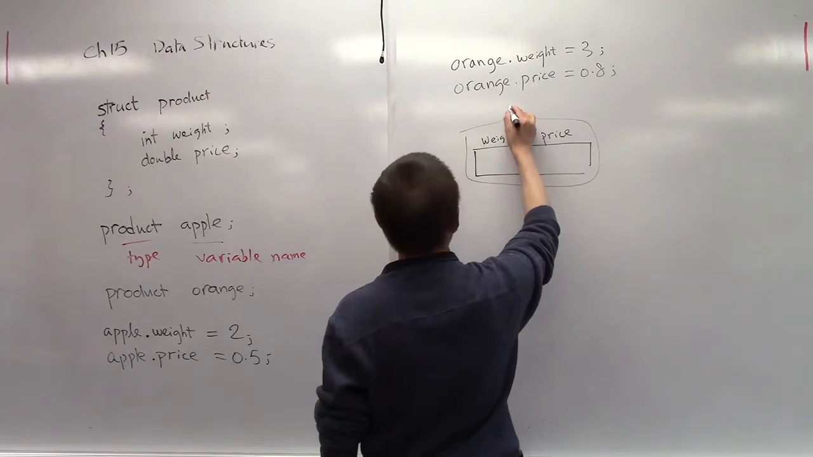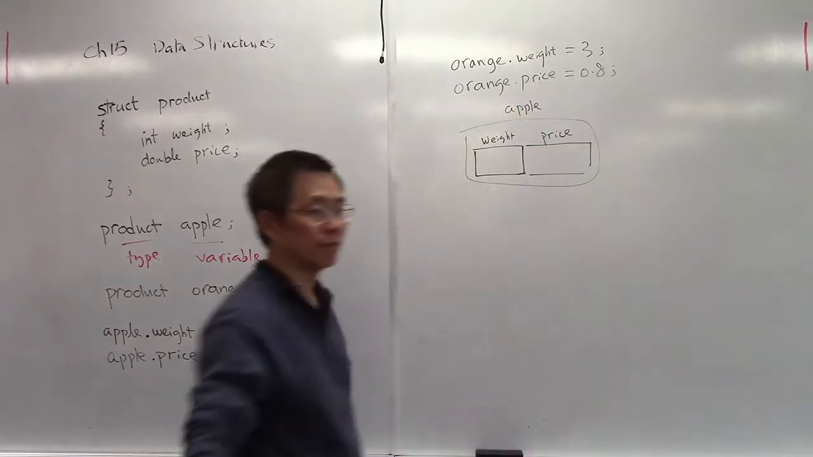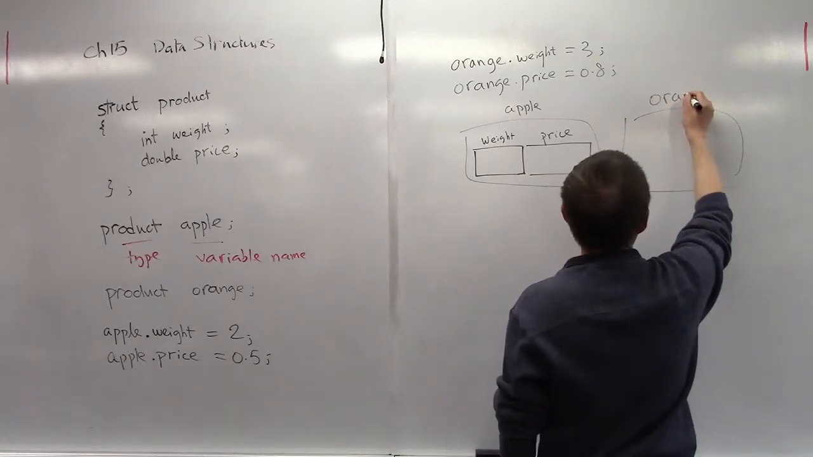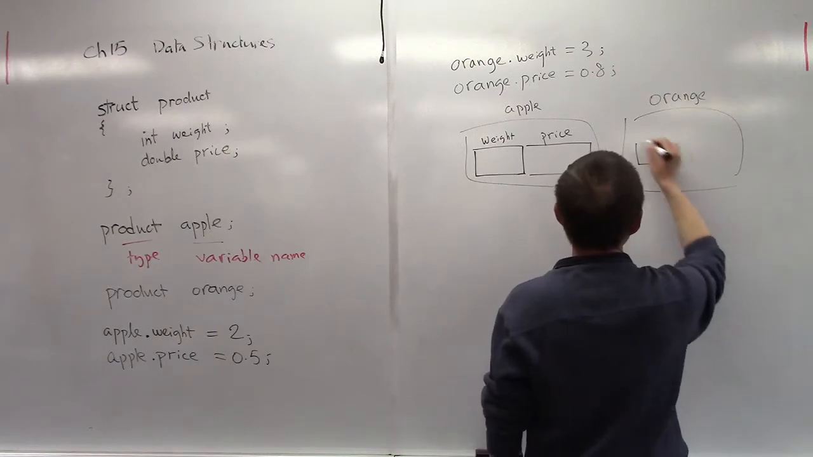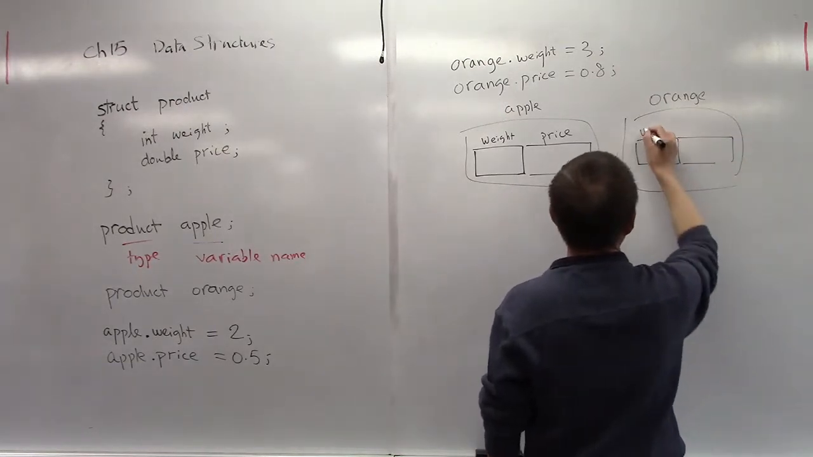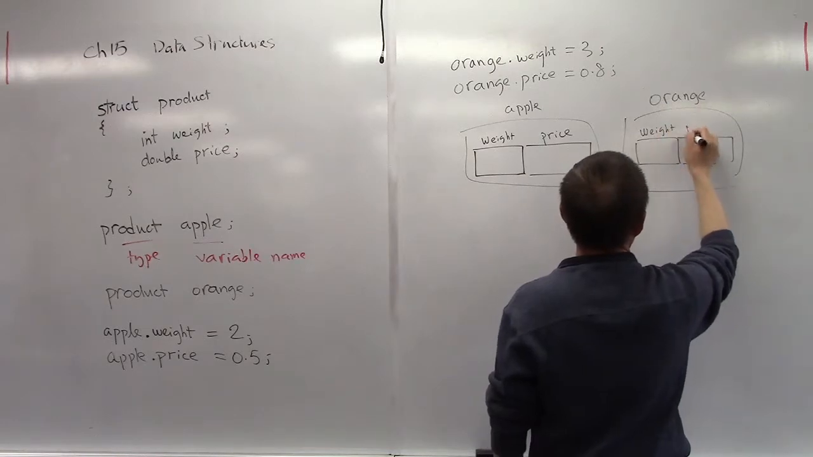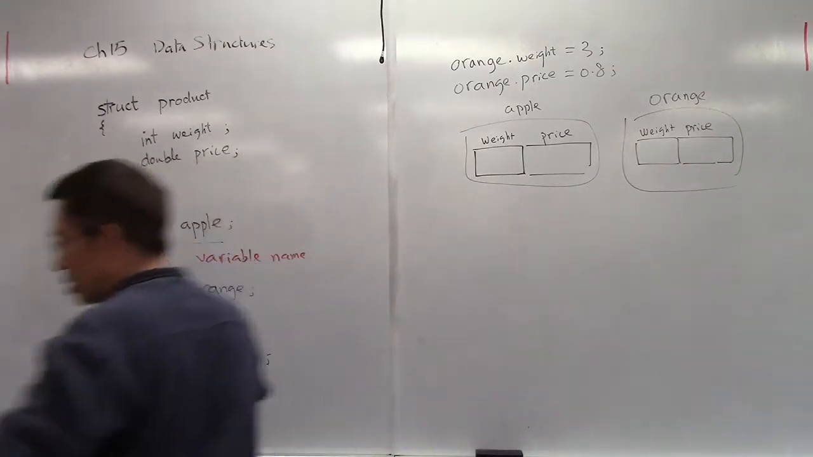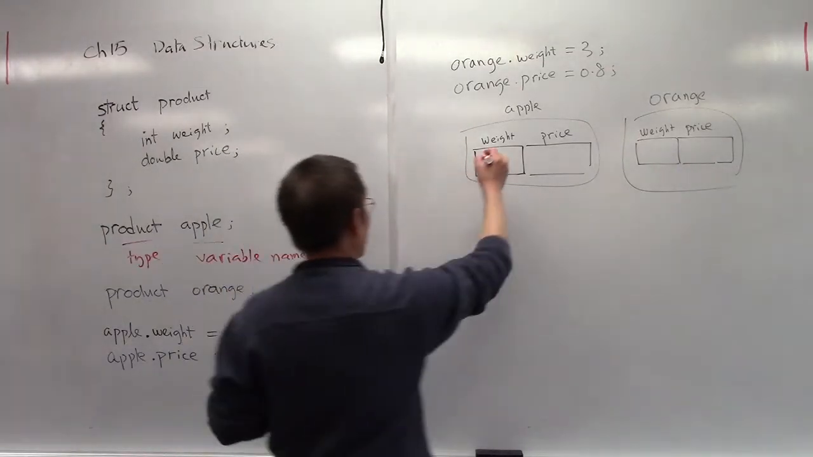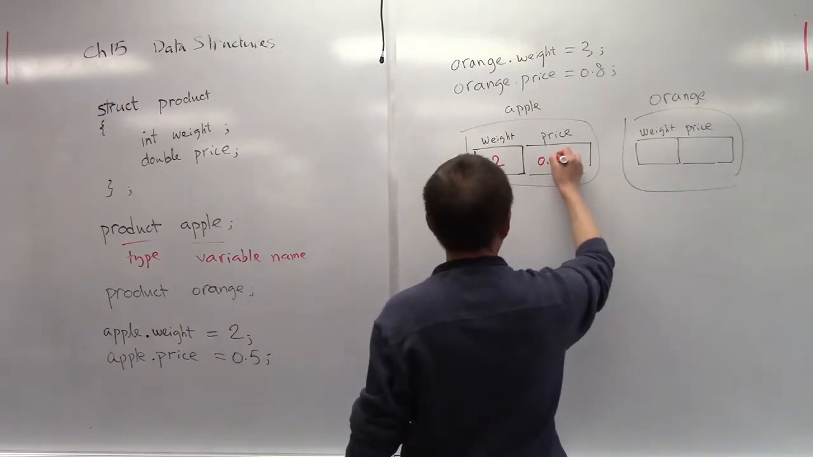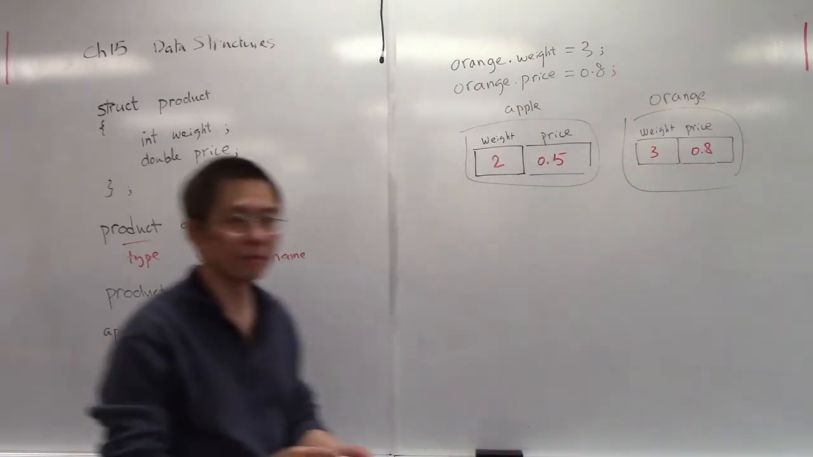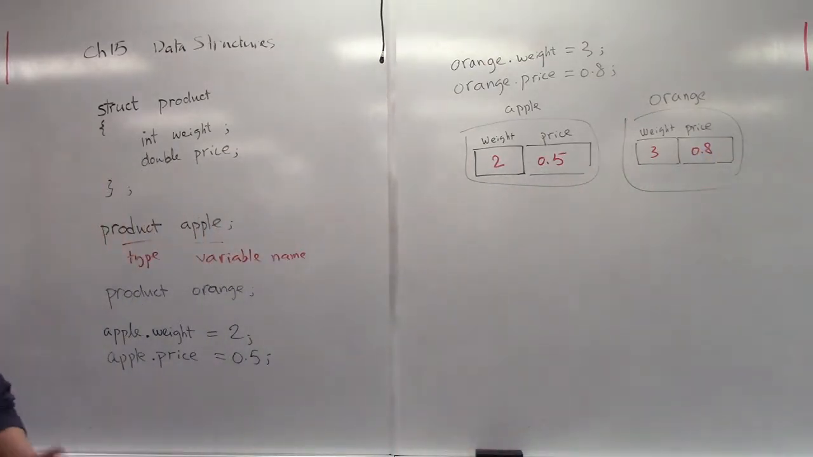I called it apple. And then here I have orange. Inside it has its own weight and price. Okay, after this initialization, this box has the value of 2. This has the value of 0.5, this has the value of 3 and 0.8. Okay, that's how the data structure is used.